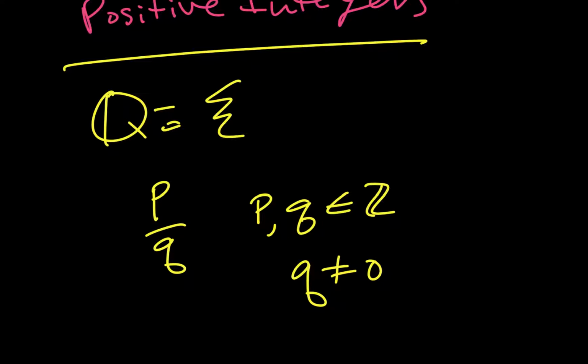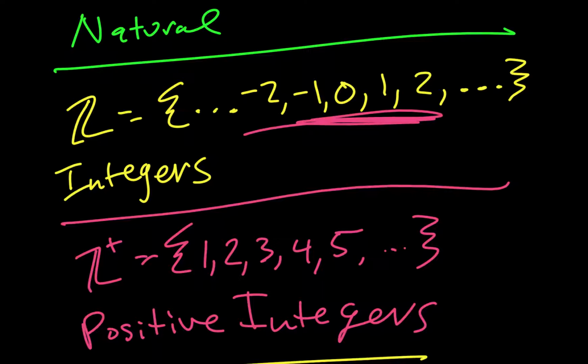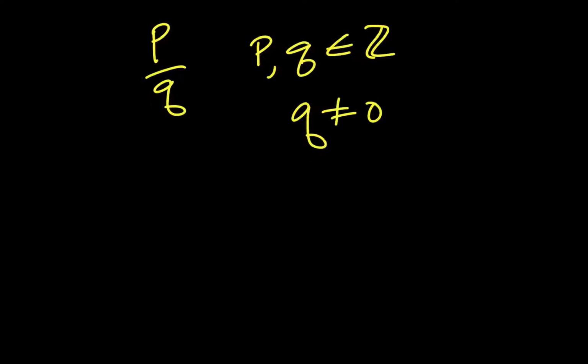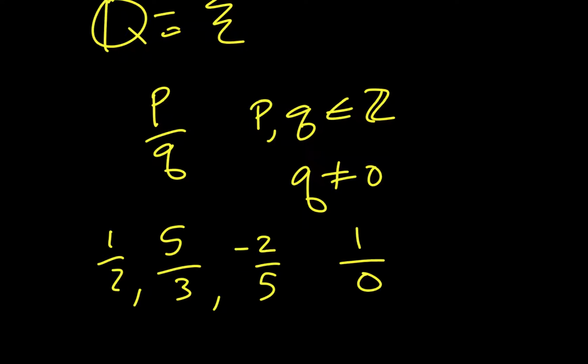So all this means is we go all the way back up here to integers. We take any of these two numbers and divide them as long as 0 is not on the bottom, and that will create a rational number. So if we get something like 1 divided by 2, that's 1/2, that's a rational number. 5 divided by 3, that's a rational number. -2 divided by 5, that's also a rational number. Now if we try to do 1 divided by 0, that's not defined, and so it's not a rational number.